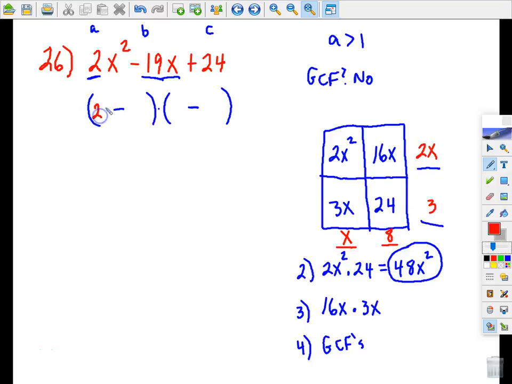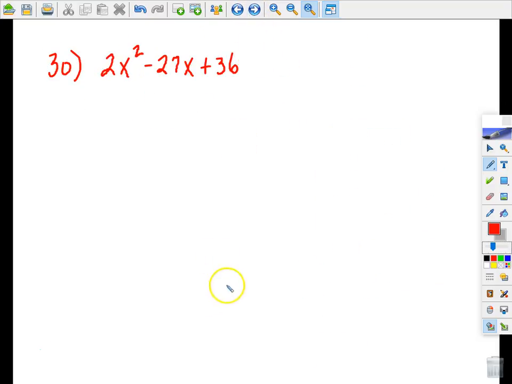Okay, one of them will be 2x minus 3, and the other one will be x minus 8. Just want to point out again, when minus precedes plus and you're using the box method, just go ahead and put the 2 minus signs that will appear in your answer, and then you don't have to worry about using any negatives at all in your box. Okay. Here's another one, very similar.